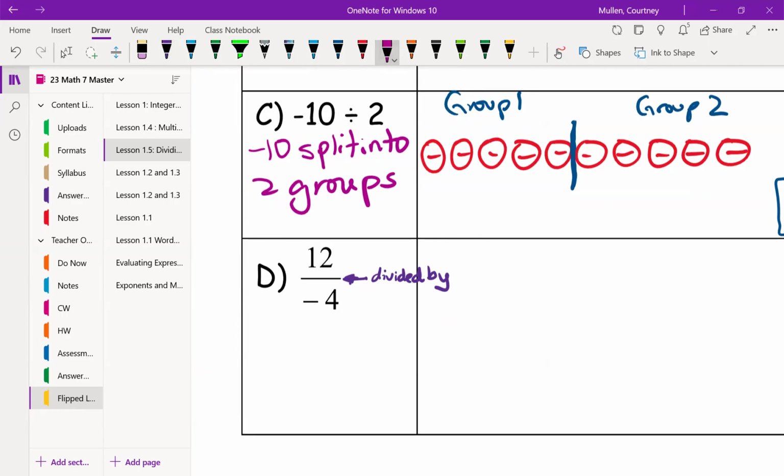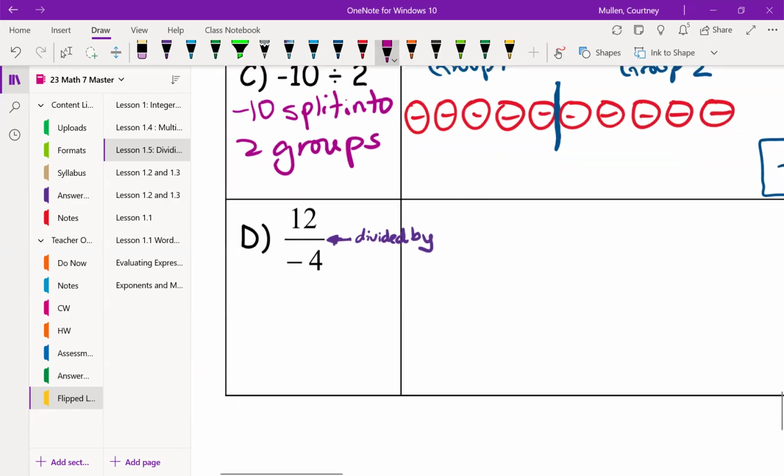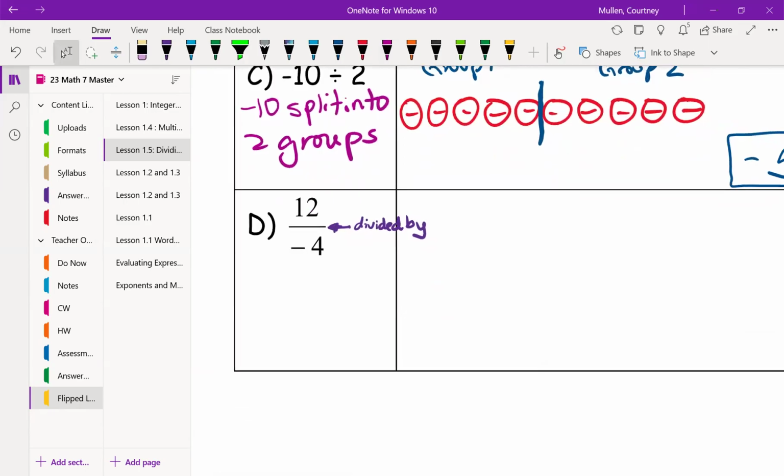But can you split something into a negative amount of groups? Not really. That doesn't make sense. So let's talk about equivalency. So if we have 12 divided by -4, that's a positive divided by a negative. We know the result should be a negative. It's equivalent to the expression -12 divided by +4. Those would yield the same quotient.